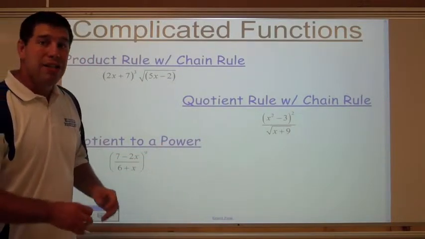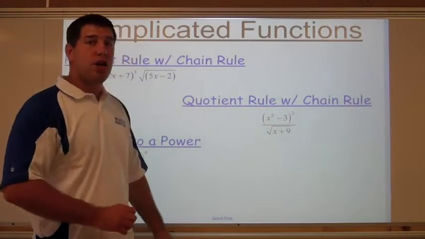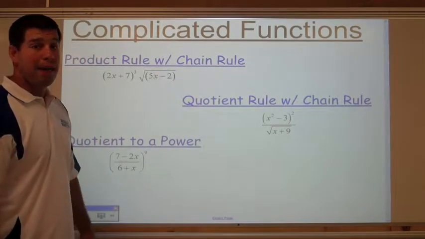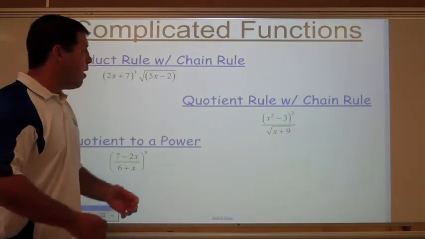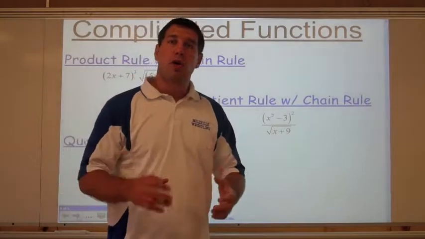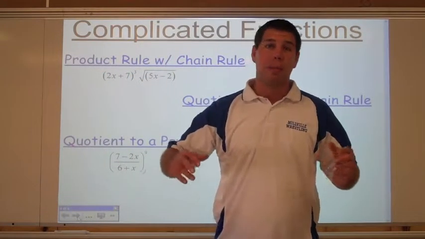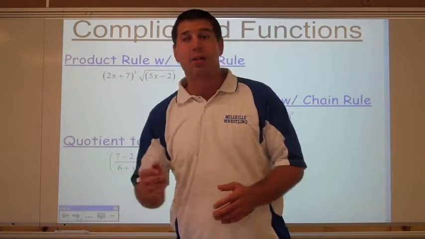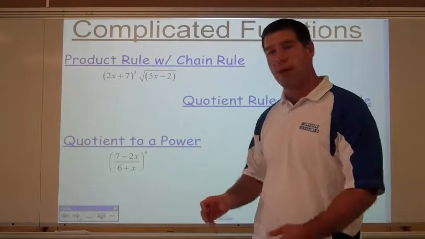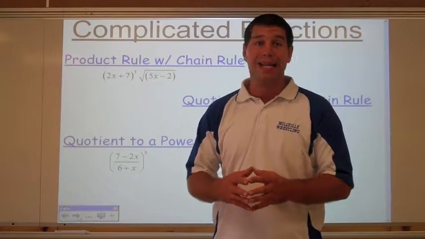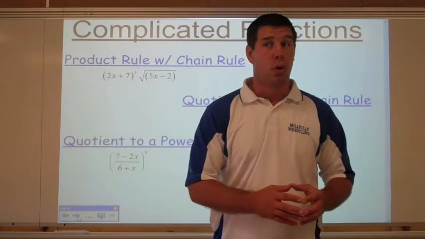We're not going to derive these functions, but I want to show you some examples of functions that get pretty complicated. The main idea, when you're going through all this, your algebra, your simplification, you're going to distribute, you're going to factor, you're going to combine like terms, you're going to cancel things out, there's going to be a lot of algebra involved. But the main idea still remains the same, just like with the product and the quotient rule.